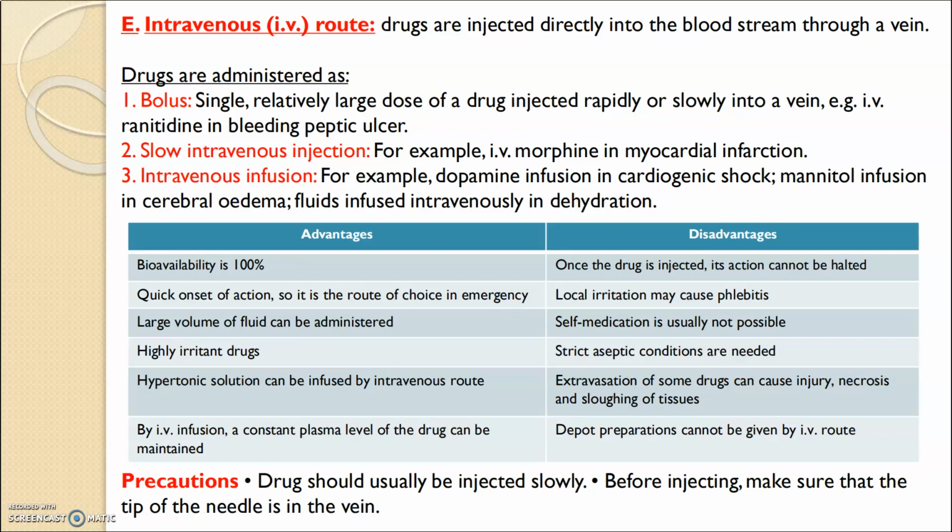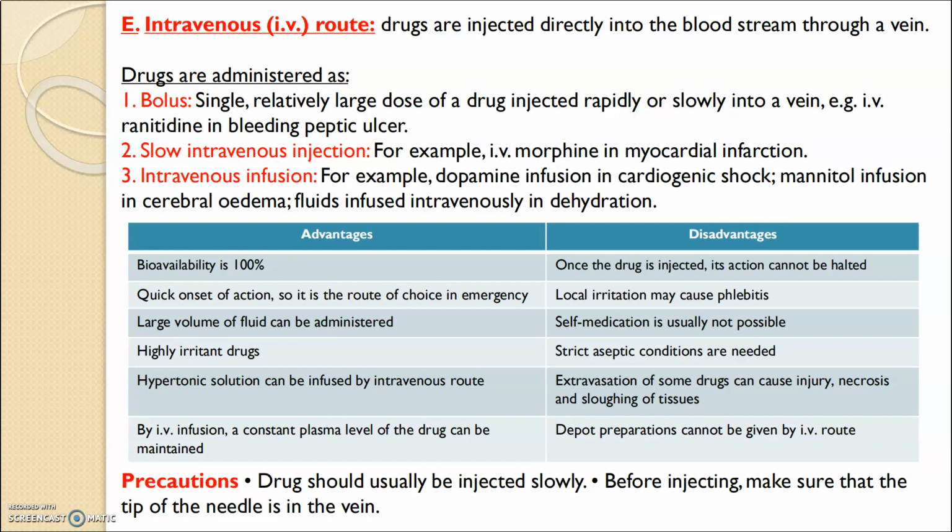Now let's see what are the disadvantages of intravenous route. Once the drug is injected, its actions cannot be halted. Means if by mistake any drug is given to the patient, you cannot remove the drug immediately. It takes a lot of time to remove the drug, and in several conditions it can lead to toxicity in the body. Okay. Next, local irritation may cause phlebitis.